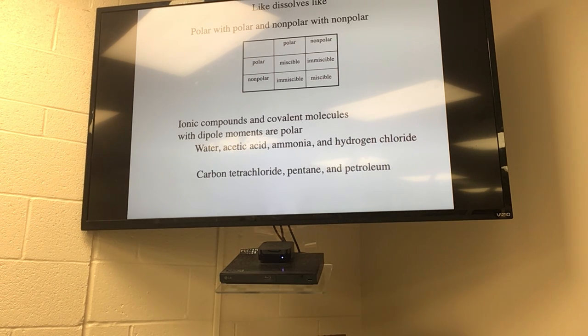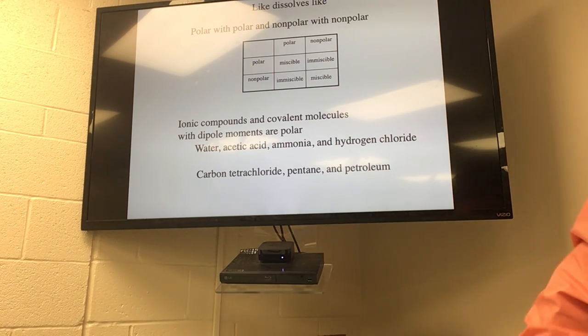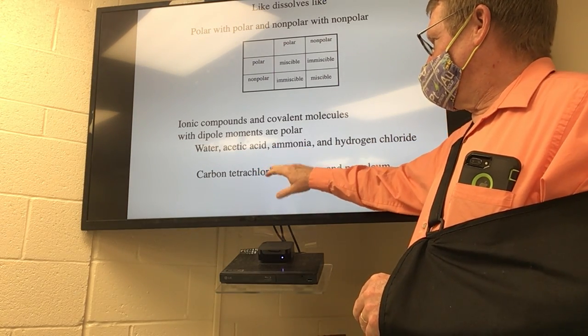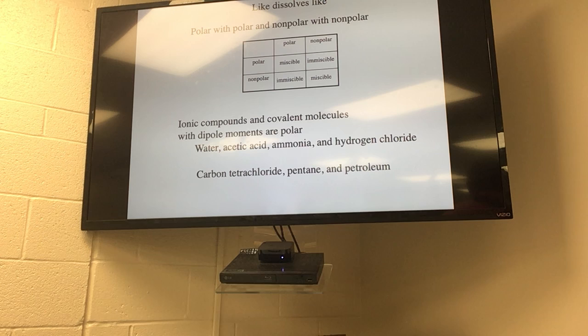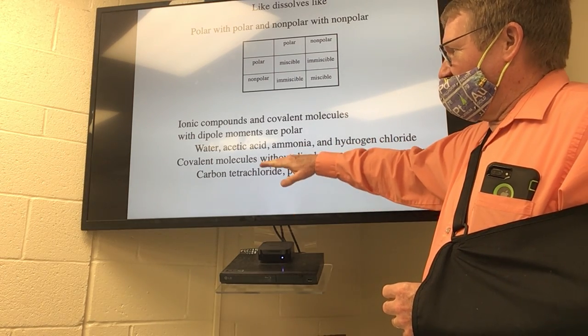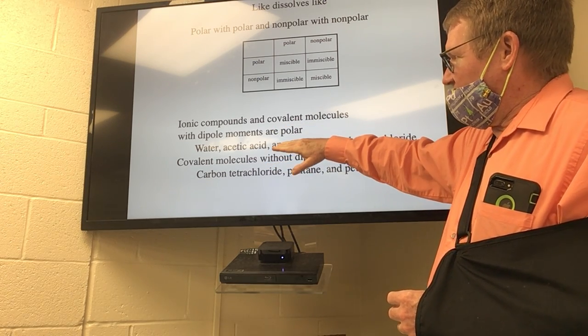These are our nonpolar compounds. These are our polar compounds. So these two would not be miscible. These two could be miscible. These two could be miscible because they're both polar or both nonpolar. I had those in the wrong order. So these below here are covalent compounds without dipole moments. These are covalent compounds with dipole moments.